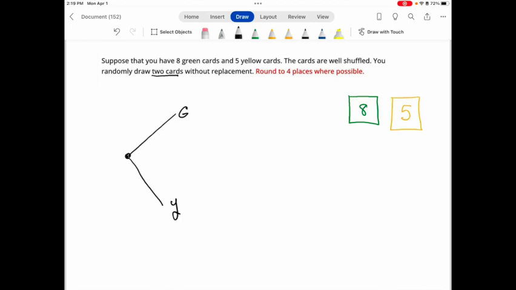Now, if we look at the green first, because this gives us a total of 13 cards, and this is our first pick, the probability of getting a green would be 8 out of 13. So that's our probability of picking a green card. The probability of getting a yellow card on the first try would be 5 out of 13.